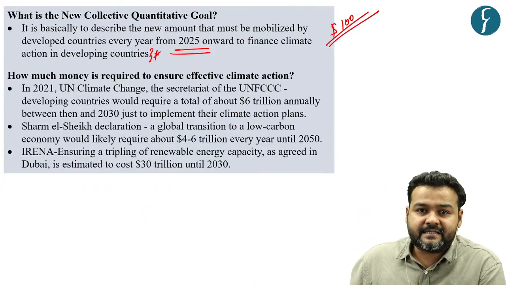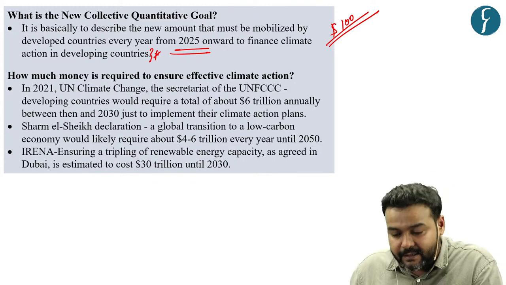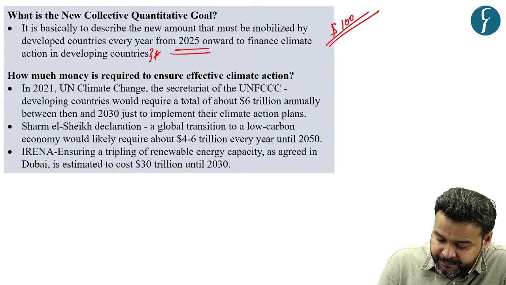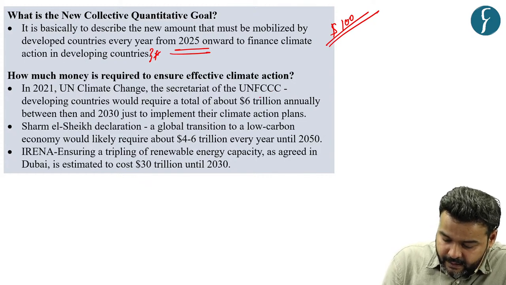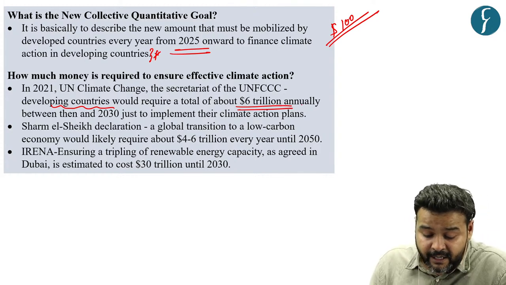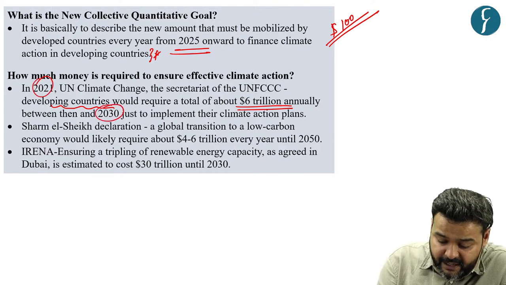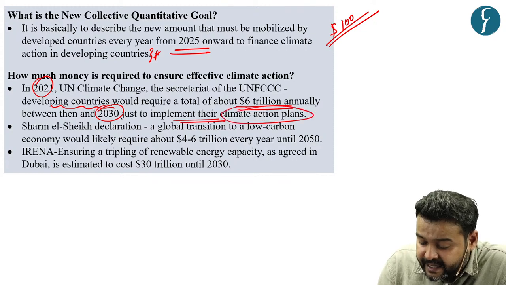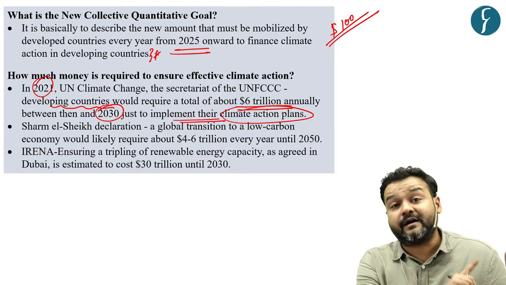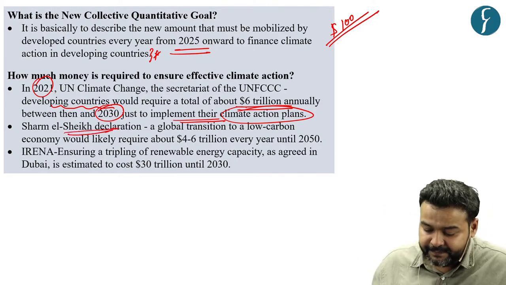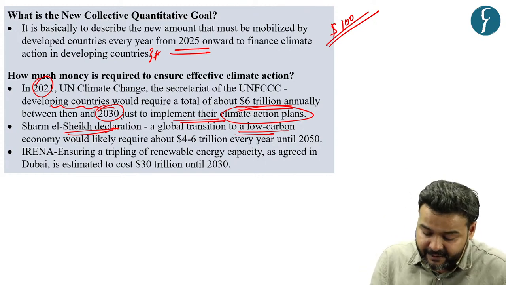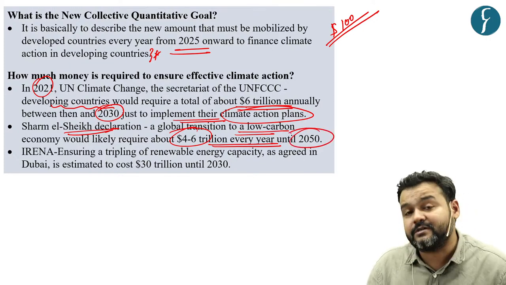Okay. So the author says that $100 billion is not sufficient, and he backed this idea by substantiating various studies. The first thing he says is that developing countries would require a total of about 6 trillion annually between 2021 and 2030 just to implement their climate action plan. Whatever their intended plans are, they need $6 trillion annually, and we have not met $100 billion. Secondly, at Sharm el-Sheikh, a global transition to a low carbon economy would likely need, as experts and this declaration itself recognize, 4 to 6 trillion every year until 2050.